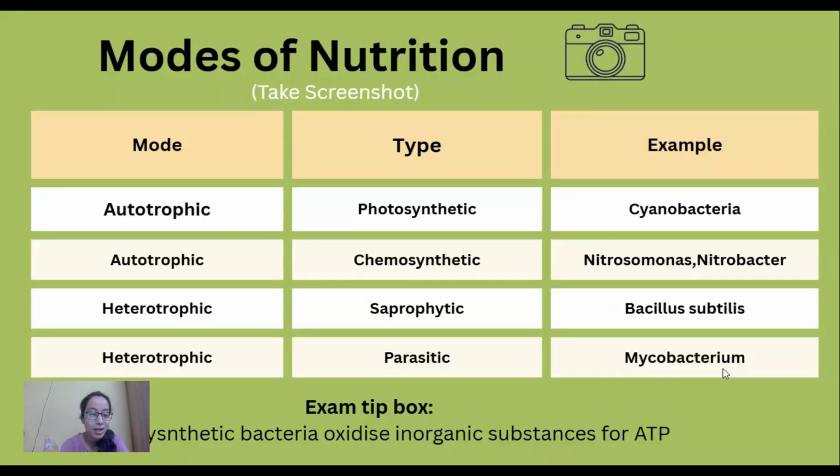Then we have the heterotrophic bacteria. Saprophytic ones like Bacillus subtilis feed on dead matter. Parasitic ones like Mycoplasma live on a host and cause disease like TB, that is tuberculosis. Remember that chemosynthetic bacteria recycle nitrogen, sulfur, and iron. Just remember it. This is very important from the point of view of your exam.